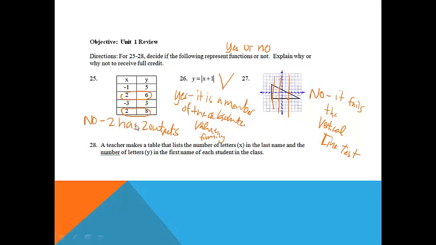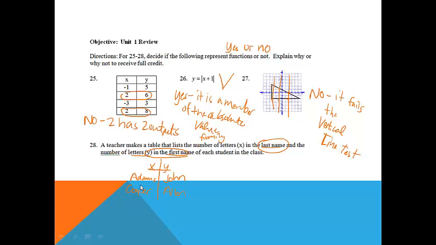Okay, number 28 still is a yes or no, so be careful about this. A teacher makes a table that lists the number of letters X in the last name and the number of letters Y in the first name of each student in the class. So I'm just going to start making a list here. X has to be the last name, and then Y is going to be the first name, so keep that in mind. Let's see, I'm trying to think of some people I have in my class. I have last name Adams and first name John, and then last name Cooper and first name Allen.